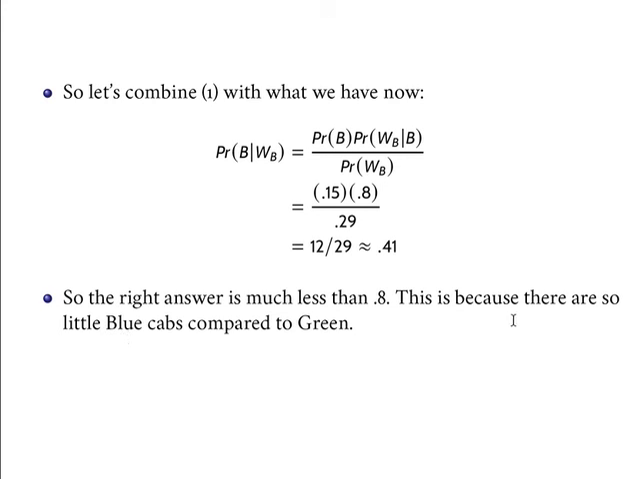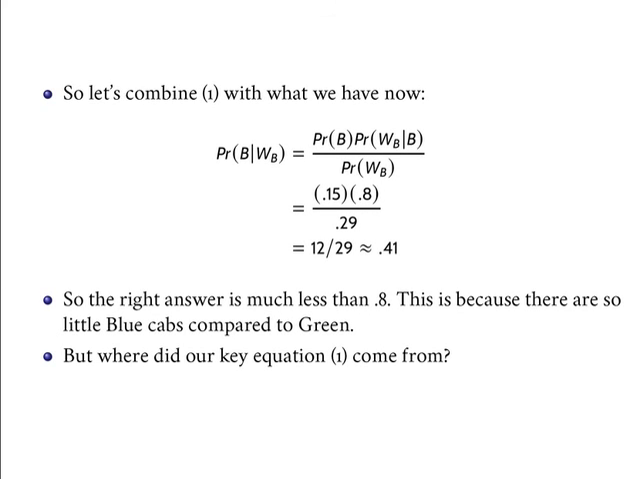And the fact that there are so few blue cabs compared to green ones, that information has to be taken into account when we think about the probability that it was blue, given the evidence of the witness. Once we take that information into account, it balances out the reliability of the witness, so the probability decreases. The answer is much less than simply 0.8.